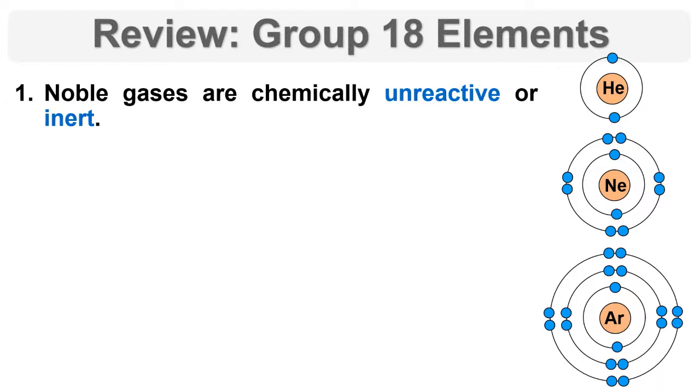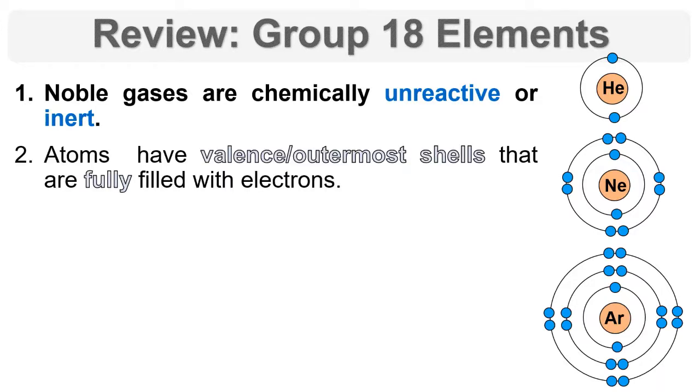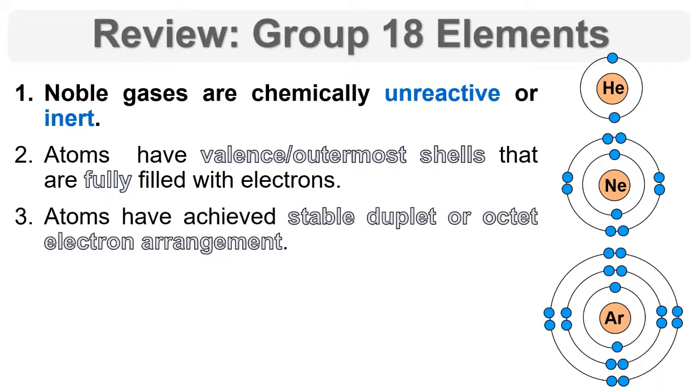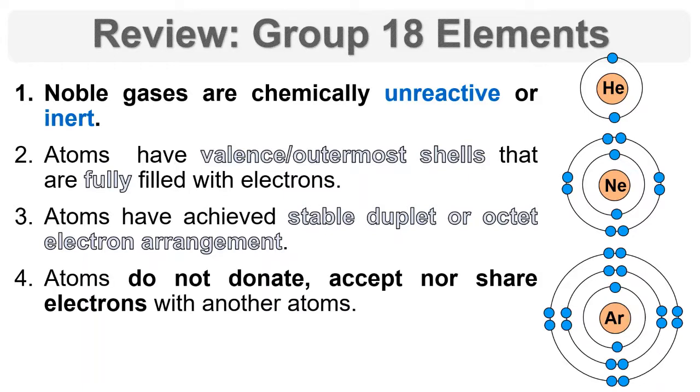Group 18 elements. Group 18 elements are also known as noble gases. Group 18 elements are chemically unreactive or inert. Why? Atoms have valence or outermost shells that are fully filled with electrons. Atoms have achieved stable duplet or octet electron arrangement. Atoms do not donate, accept, nor share electrons with other atoms. Therefore, atoms exist as monoatoms.